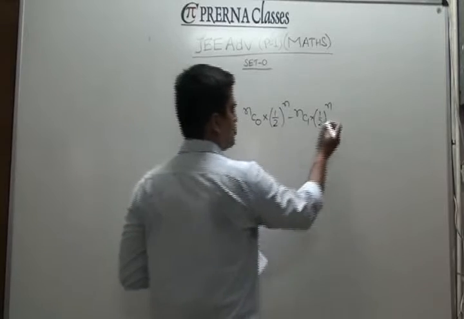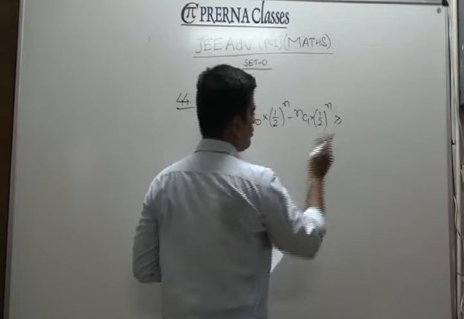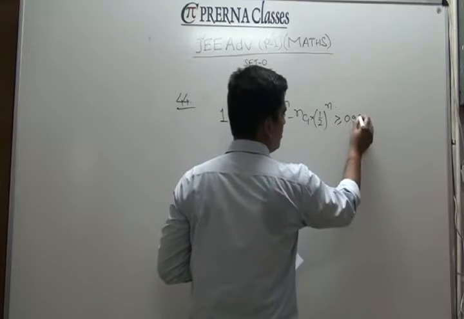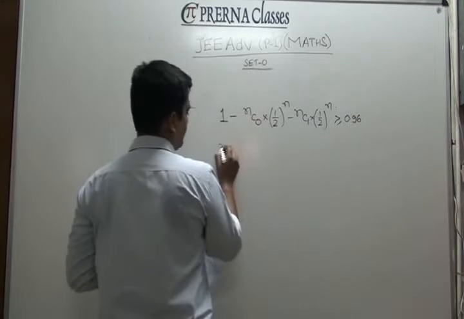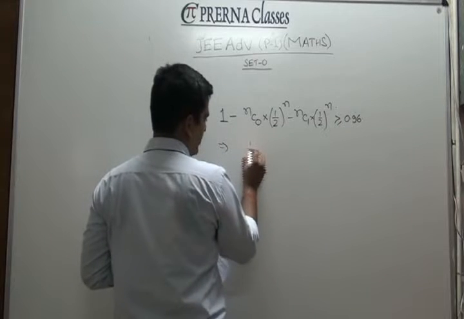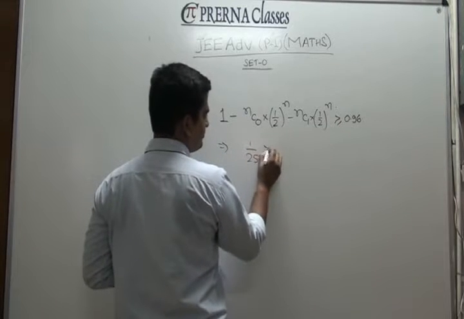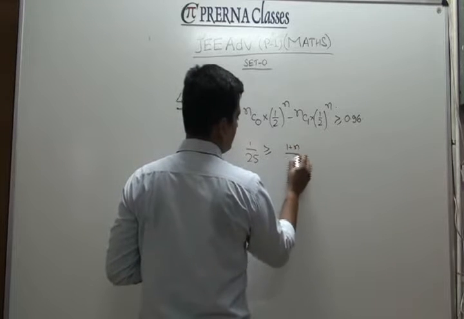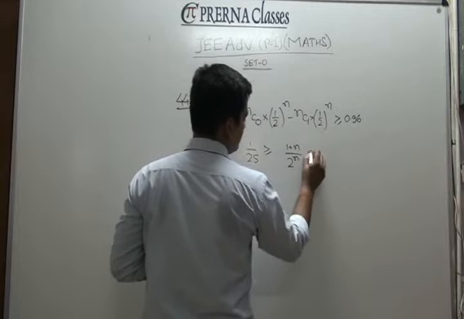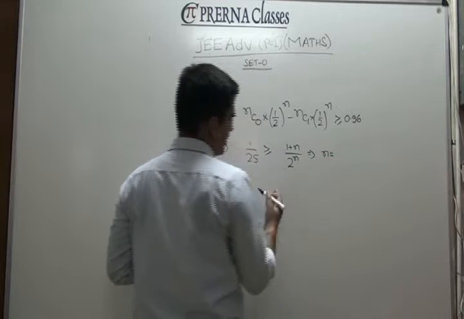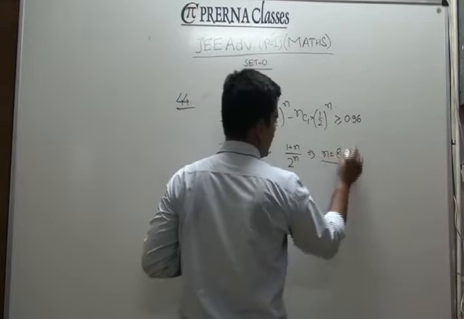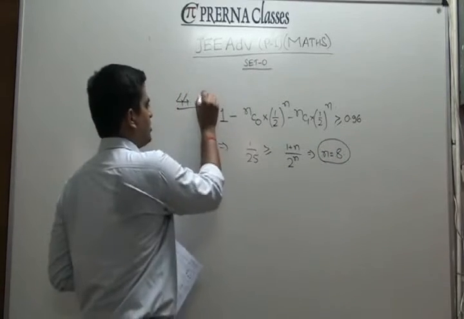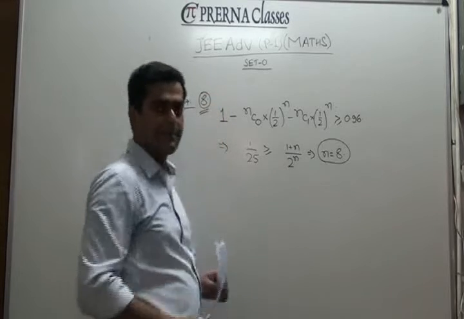If I reject it, this is going to be the required probability, but it is given that this probability should be at least 0.96. Clearly then this value should be more than or equal to 0.96, which simplifies to this. Just by trial and error you can check that n equal to 8 is the first number which satisfies this condition, which is the ultimate answer for this problem.